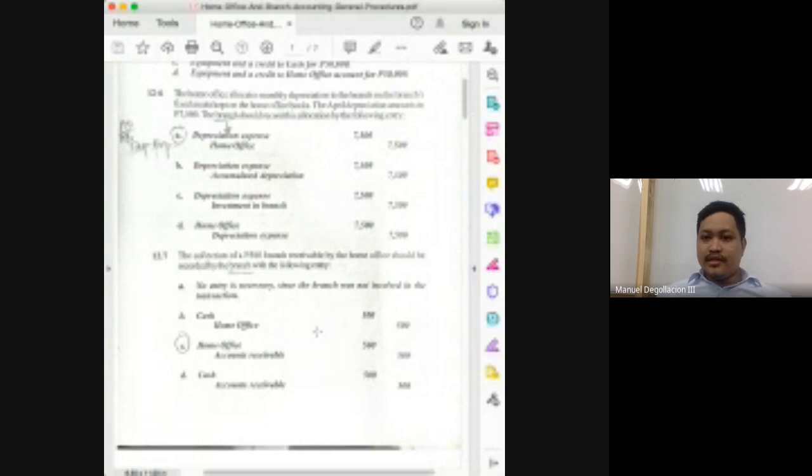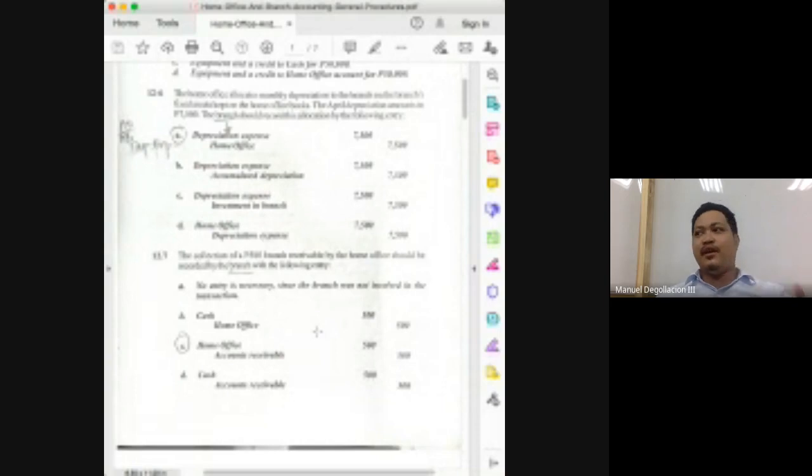The question now is, how should this be recorded by the branch? Since this is from the perspective of the branch, we know that the reciprocal account that is involved here would be the home office account. Now, how are we going to view this transaction? Who actually made the collection, class? Who actually received the cash from this receivable? Home office. Okay, but whose receivable is it? The branch. So it's as if something from the branch was taken by the home office.